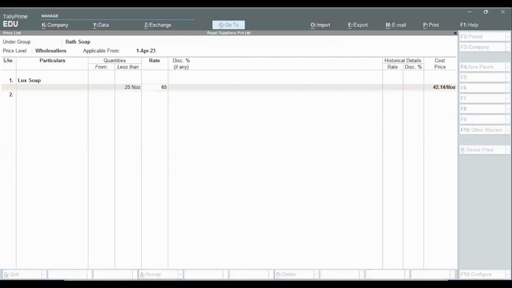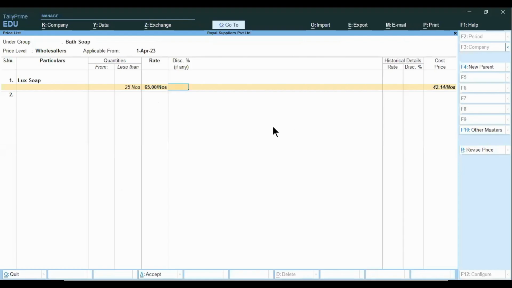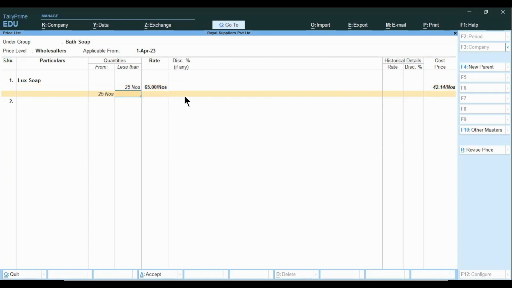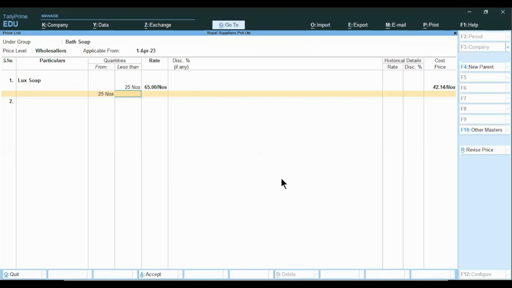Just a minute, I'll check. It is 65 and no discount. So 65, and in the discount column, we will just leave it. We will not provide any discount. Enter. Now from 25 to 100 quantity, the rate will be 65 and 2% will be the discount.